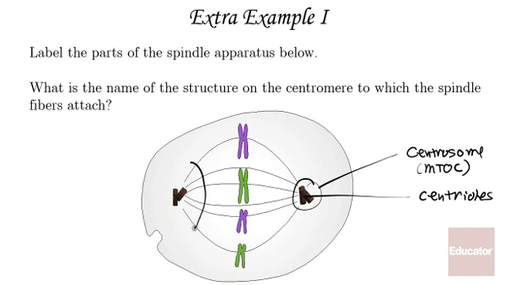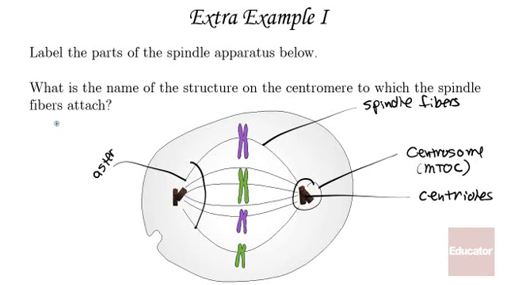Radiating out in a star pattern is an aster. So there's an aster on this side and an aster on the other side. Here I have spindle fibers or spindle microtubules. These are composed of microtubules, hence the name. And these are attaching to the sister chromatids.